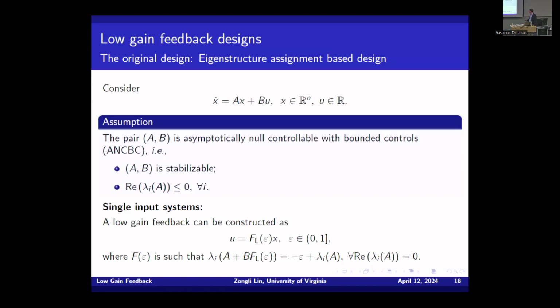Let me show you. First, I start with a single input system. For a single input system, all I need to do is use a pole placement algorithm to move eigenvalues from the open loop eigenvalue to their left, all of them by epsilon. So all the eigenvalues become the eigenvalue minus epsilon. Is that right? And this is true for all eigenvalues that are on the j omega axis. If an open loop eigenvalue is already stable, then I leave it alone, right?